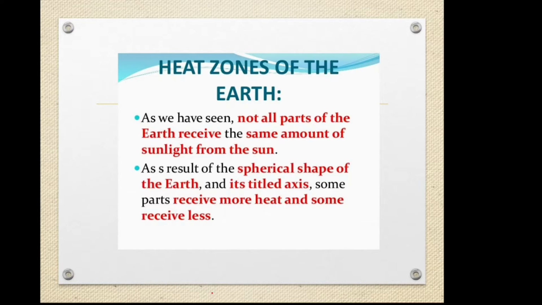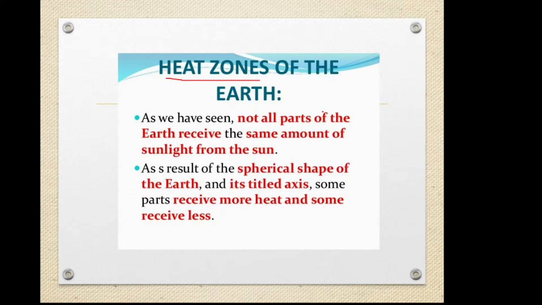Welcome all of you. Today we are going to study the topic heat zones of the earth. As we have seen, not all parts of the earth receive the same amount of sunlight from the sun. As a result of the spherical shape of the earth and its tilted axis, some parts receive more heat and some parts receive less. What is the meaning of this?